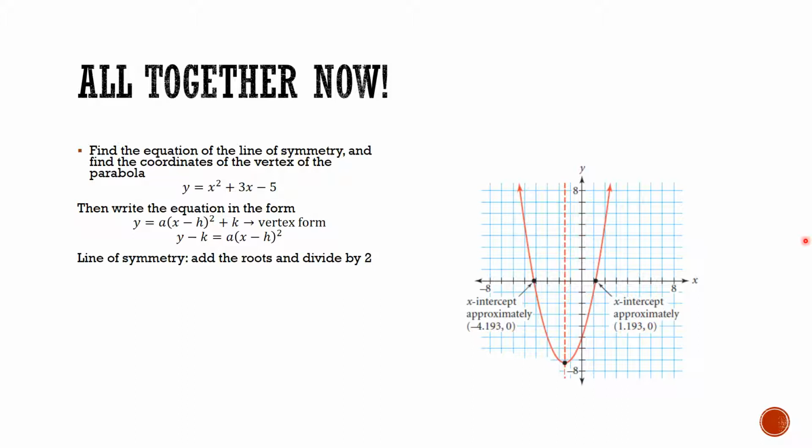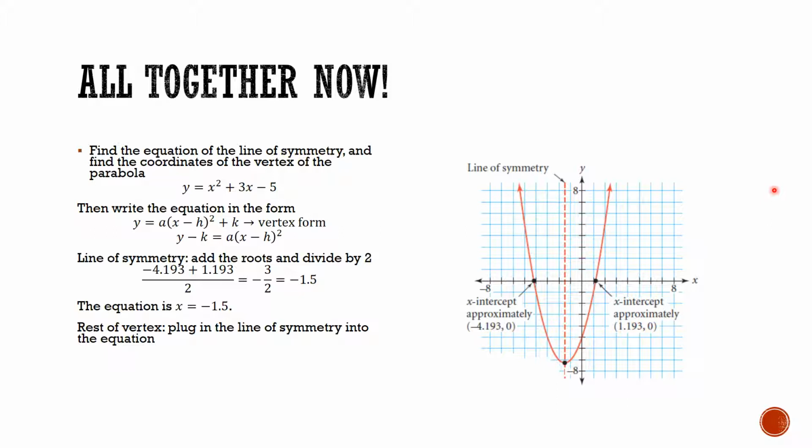So to find the line of symmetry, you want to add the two roots together and divide by 2. So our roots, remember, were negative 4.193 and 1.193. Add those up, you get negative 3 divided by 2. That's negative 1.5. So the equation of the line of symmetry is always going to be x equals, and then whatever you got for the math. So in this case, it's going to be x equals negative 1.5. So this right here is our line of symmetry.